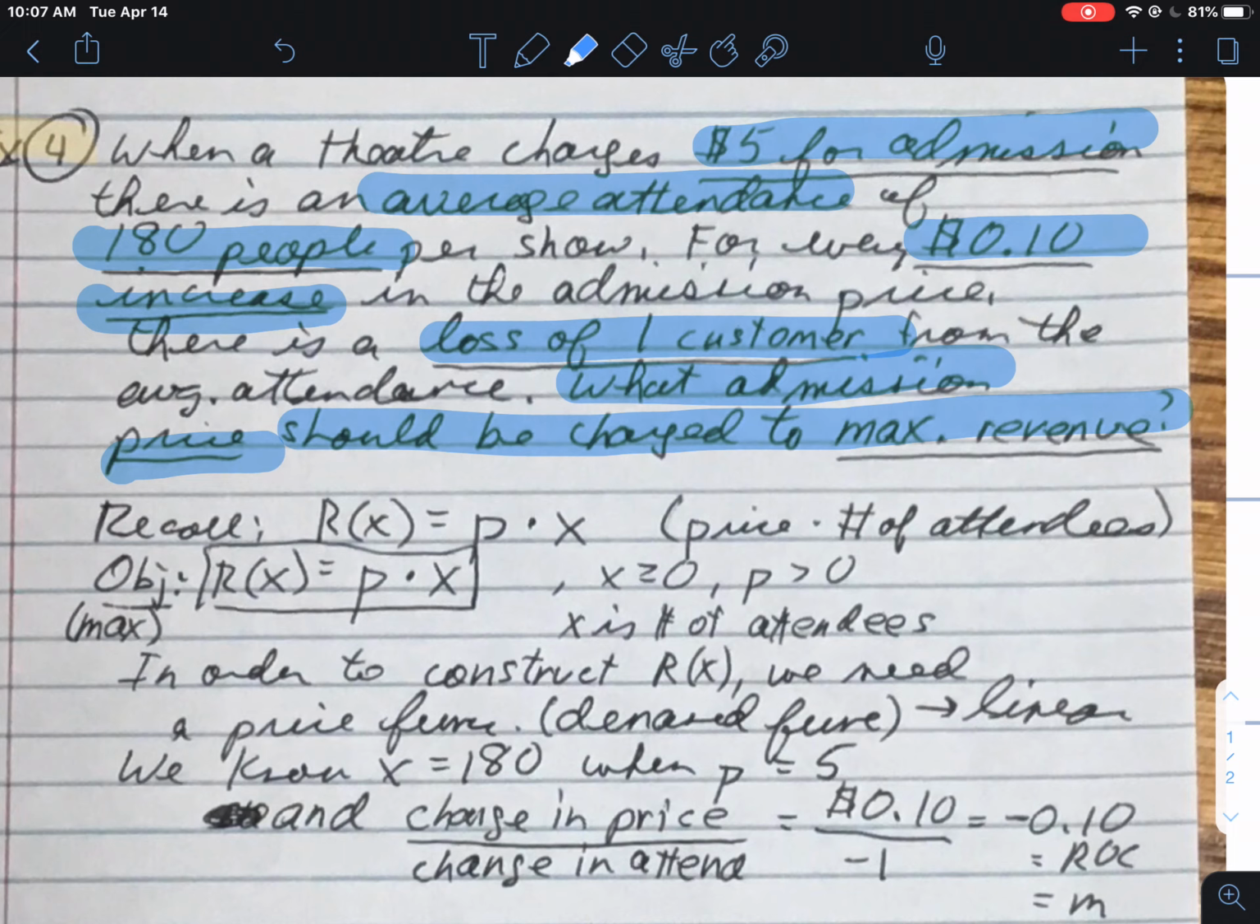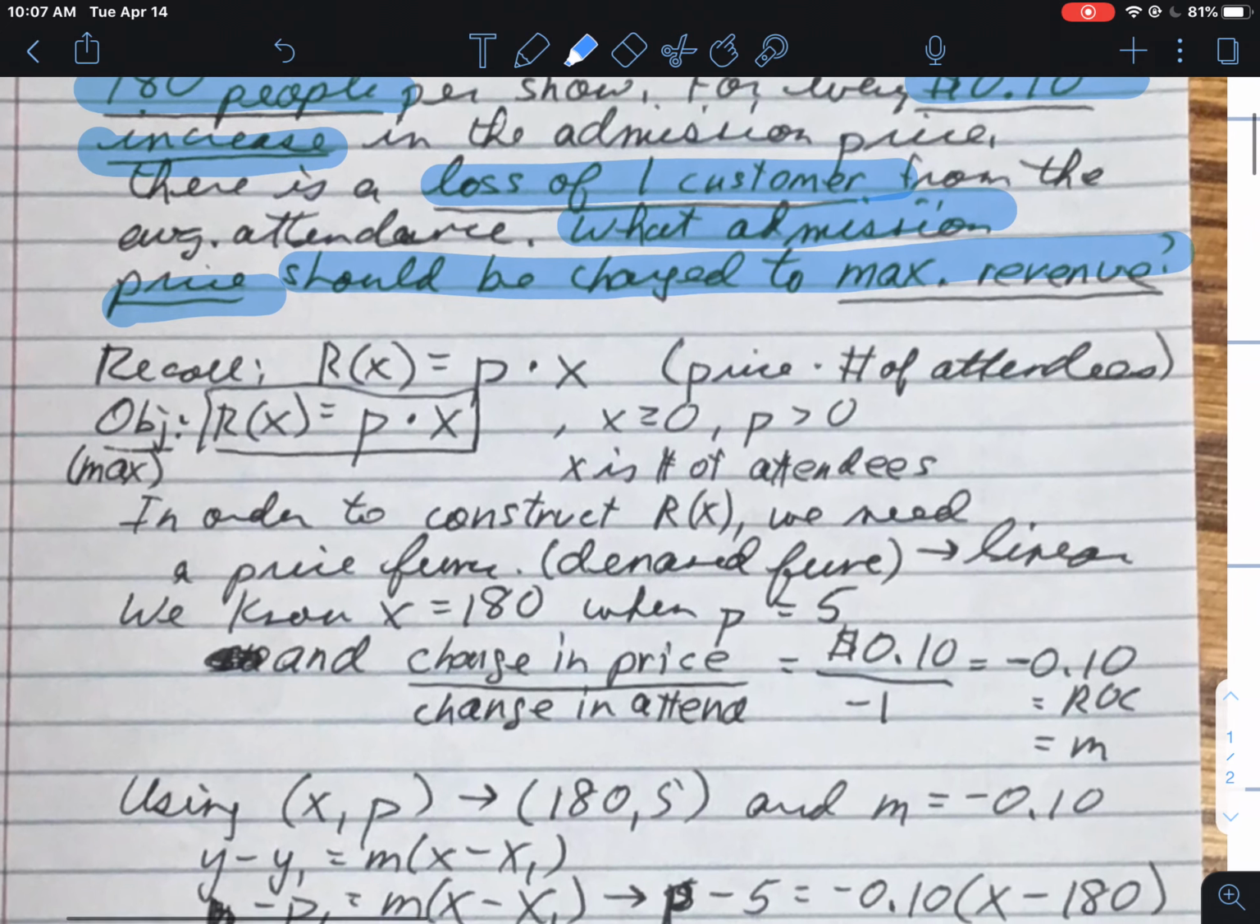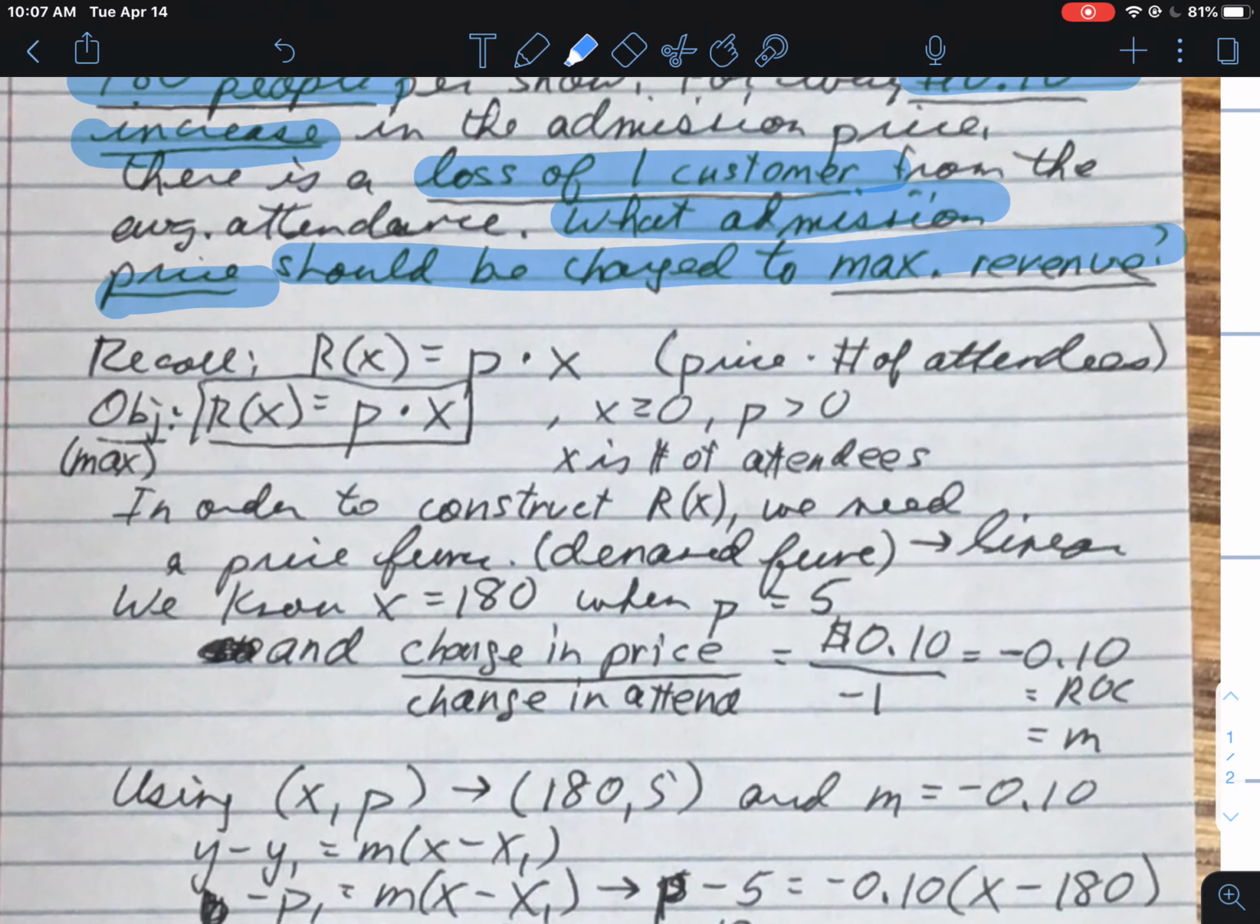All right, so for our purposes, we'll get back to the business at hand. So we are looking to maximize our revenue. So we need a revenue function, right? So that becomes my objective function. Well, how do I calculate the revenue?